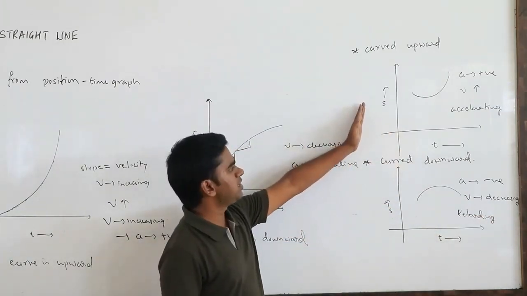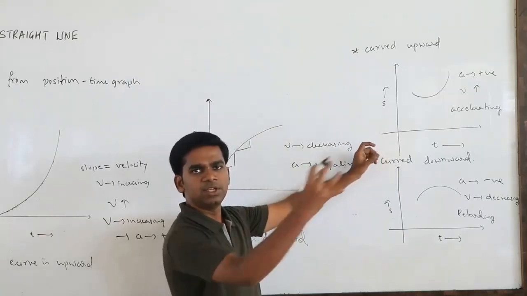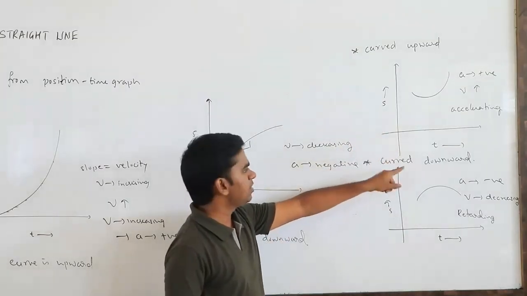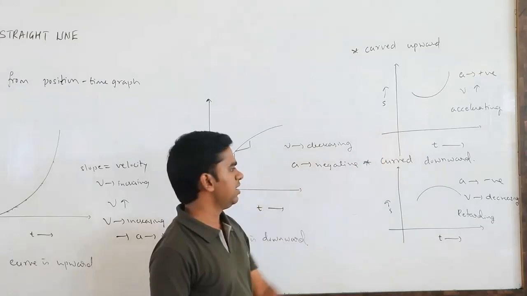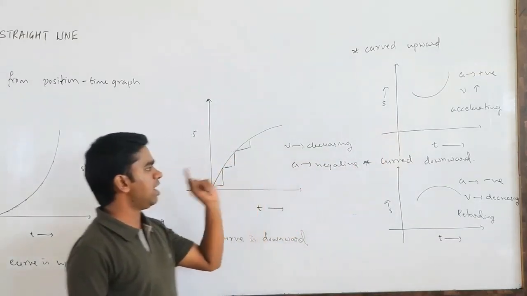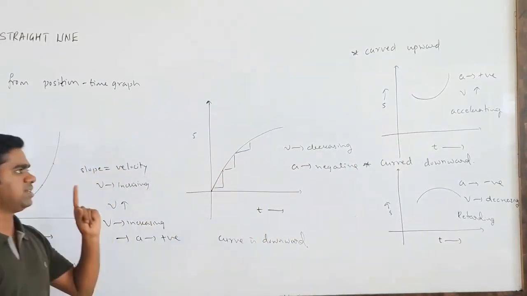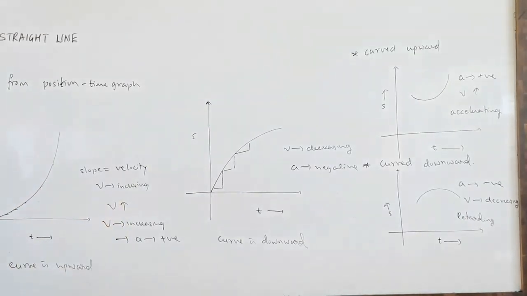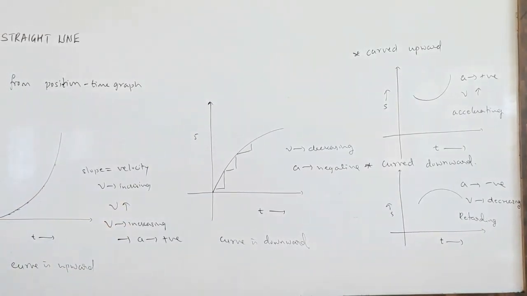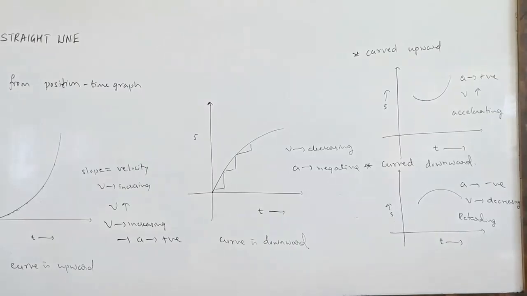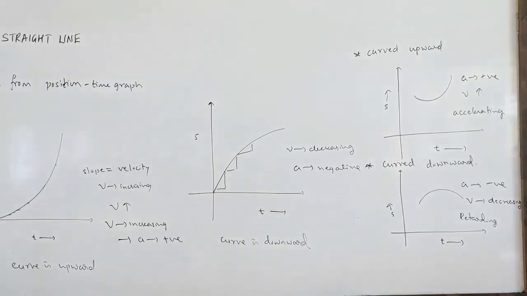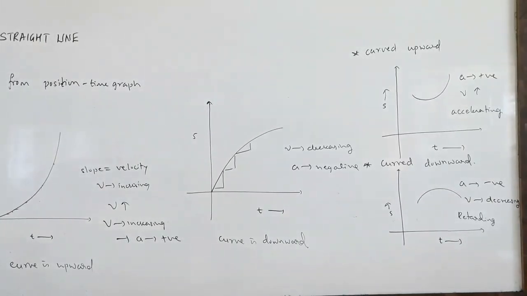So from the position time graph, you can comment on the acceleration also. Remember, when the curve is upward, acceleration is positive and velocity increases. When the curve is downward, so what will happen? Acceleration is negative, velocity is decreasing, and the body is under retardation.